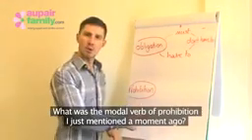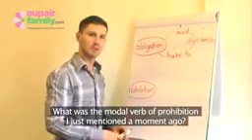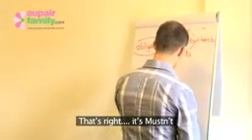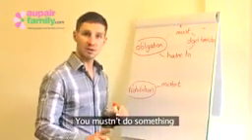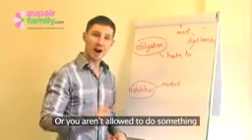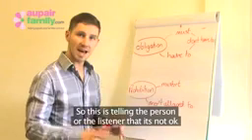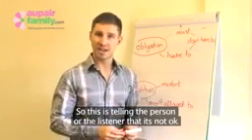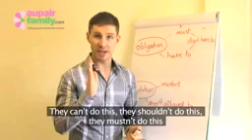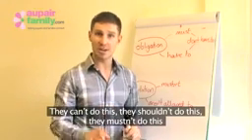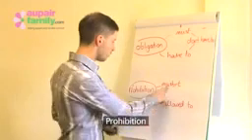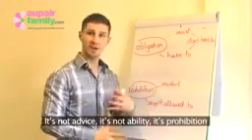What was the modal verb of prohibition I just mentioned a moment ago? That's right, it's mustn't. You mustn't do something, yeah? Or you aren't allowed to do something. So this is telling the person or the listener that it's not okay. They can't do this. They shouldn't do this. They mustn't do this. Yeah? Prohibition. It's not advice. It's not ability.